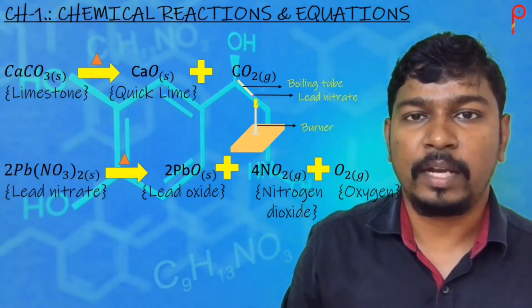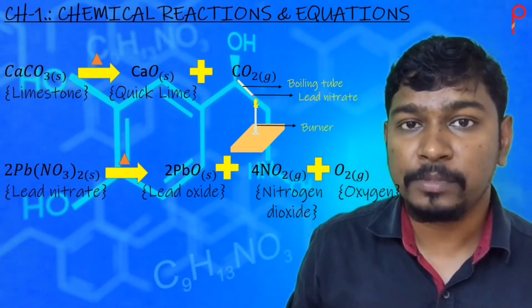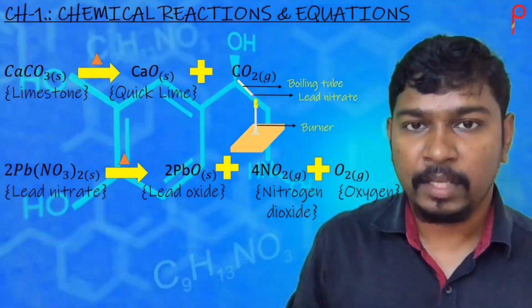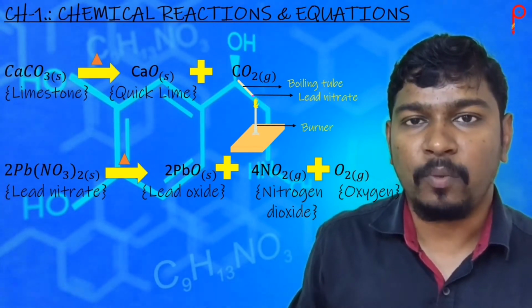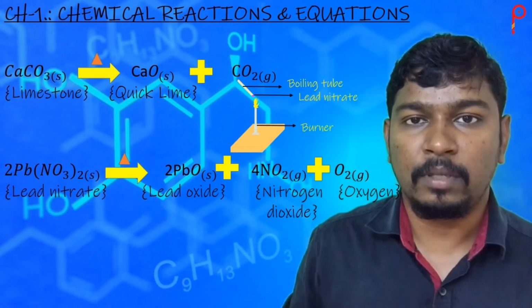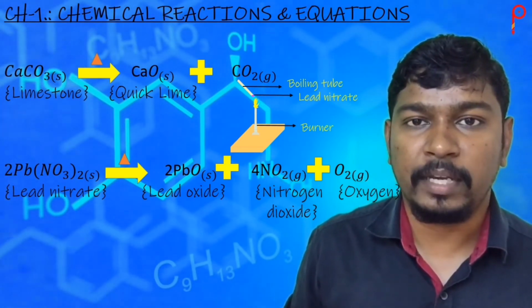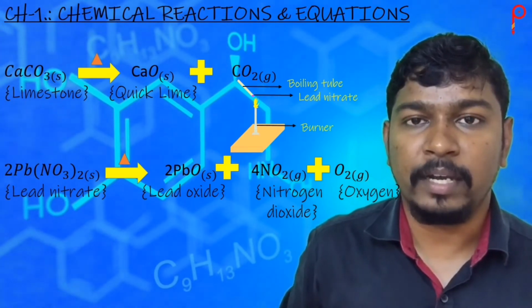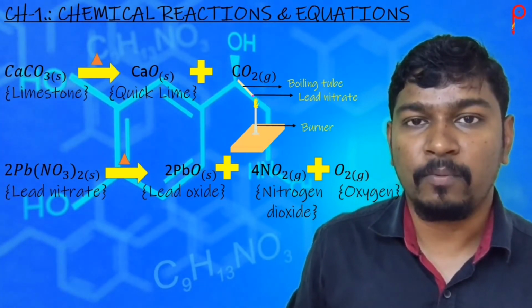Let's understand what happens when lead nitrate is heated. Does it perform decomposition reaction? Yes. When lead nitrate, that is Pb(NO3)2, is heated, it gives the products lead oxide, nitrogen dioxide and oxygen. Now it is interesting to know that nitrogen dioxide, NO2, is primarily emitted from vehicles.